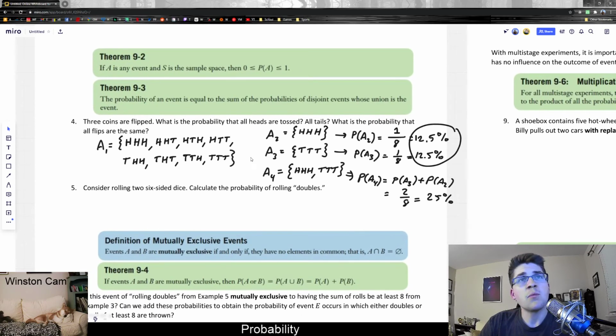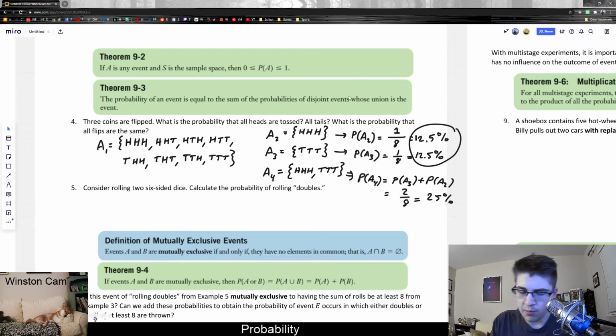And let's look at one more example. This actually doesn't have to do with Theorem 9.3, but we will use it later. It says consider rolling 2 6-sided dice. Calculate the probability of rolling doubles. Doubles, you're probably familiar with the term, is basically getting the same roll, like 2 1s, snake eyes, or 2 2s, 2 3s, and so forth. Very similar to this example where it's all the same outcome.